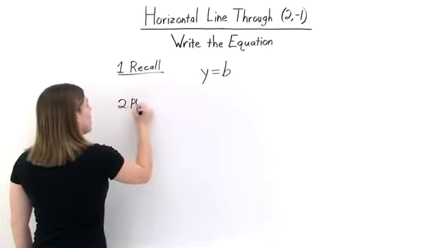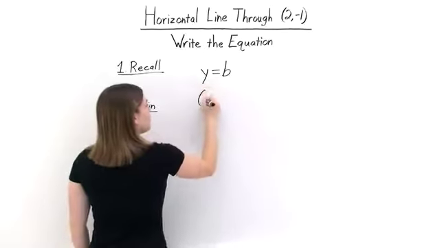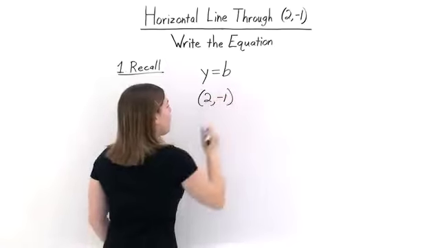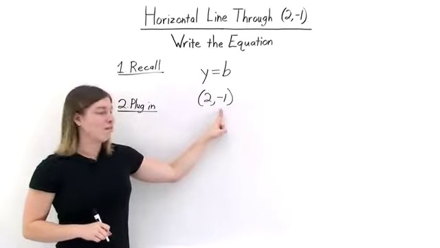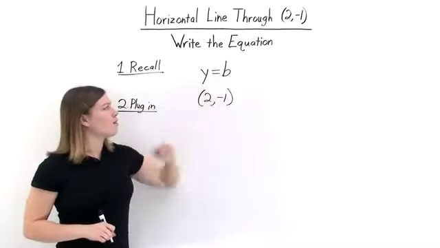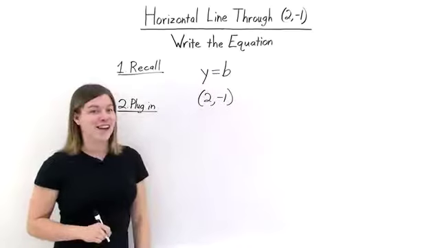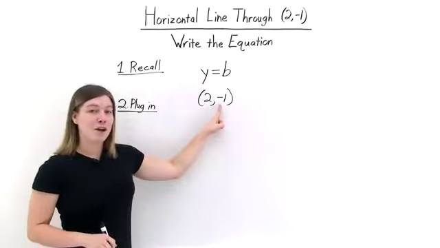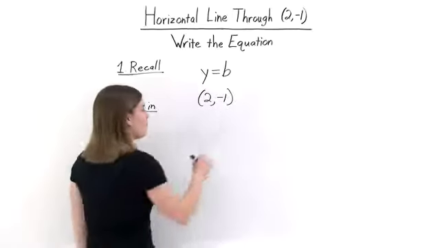So let's plug that point into our equation for a horizontal line. We have the point (2, -1). 2 is our x-coordinate and -1 is our y-coordinate. Well, there is no x in our equation, so we cannot plug 2 in. So we just ignore it. Now -1 is the y-coordinate, and we do have a y in our equation. So let's plug in -1 for y.